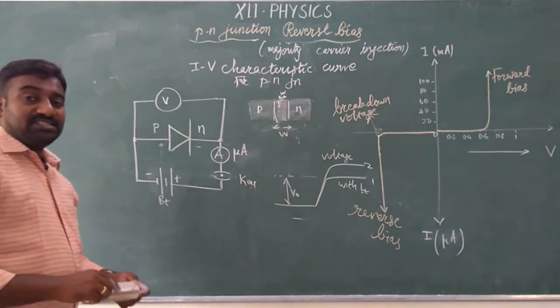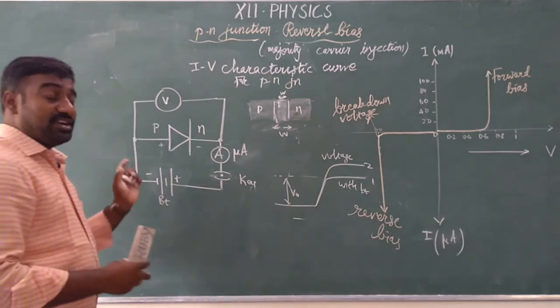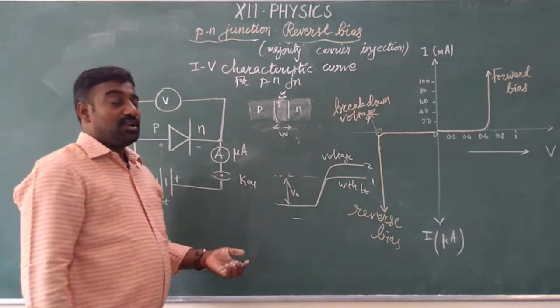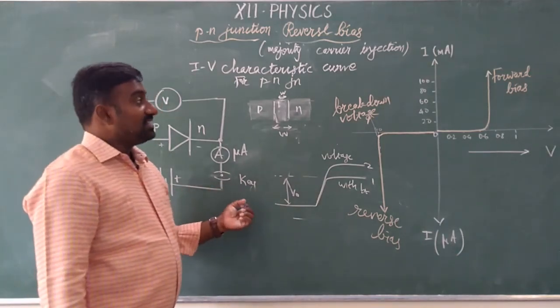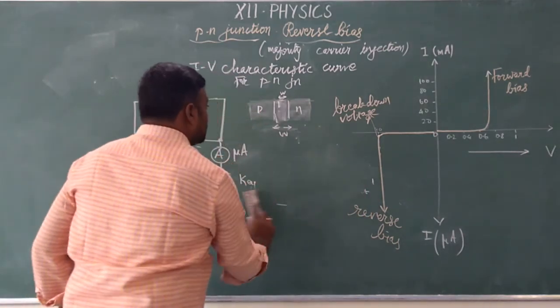Only one topic is deleted from this lesson, that is the Zener diode. The Zener diode application is totally deleted, so we are not going to learn the Zener diode. Only the PN junction diodes and their characteristics curve. This is the characteristics curve. You should notice the characteristics curves.